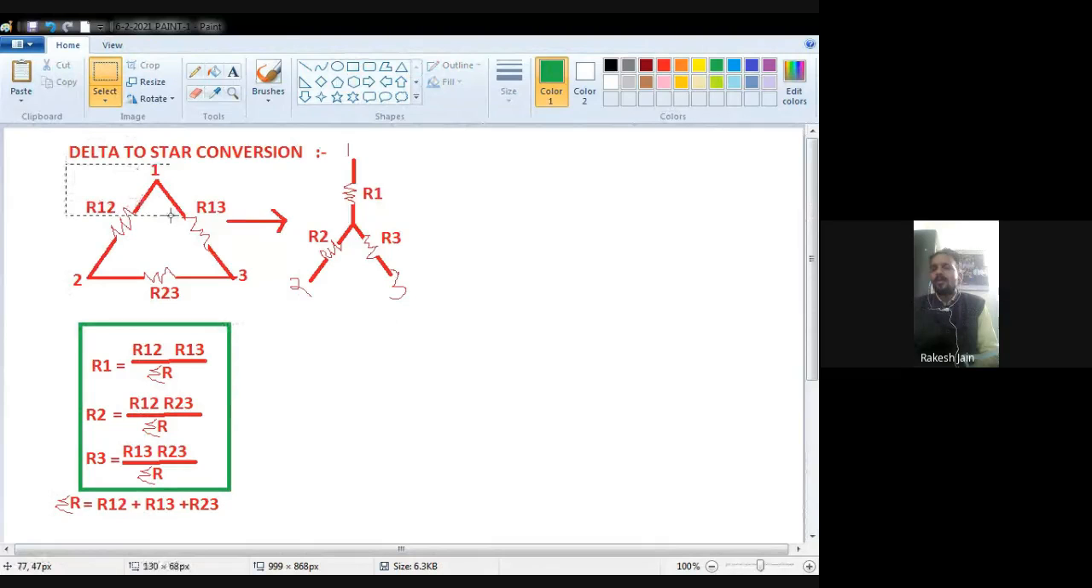Whenever you want to convert any delta network into a star network, you should remember these formulas. With the help of these formulas, you are able to convert the resistances, the diagram which is present in delta form, into a star form having the resistances R1, R2, R3, which can be determined by the use of these three formulas. In all these three formulas, the summation of R is equal to the sum of R12, R23 and R13.